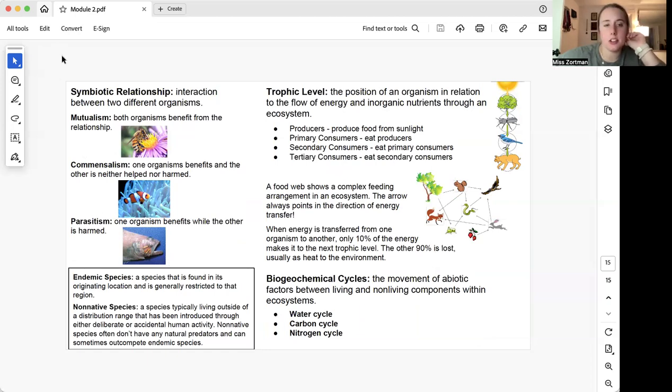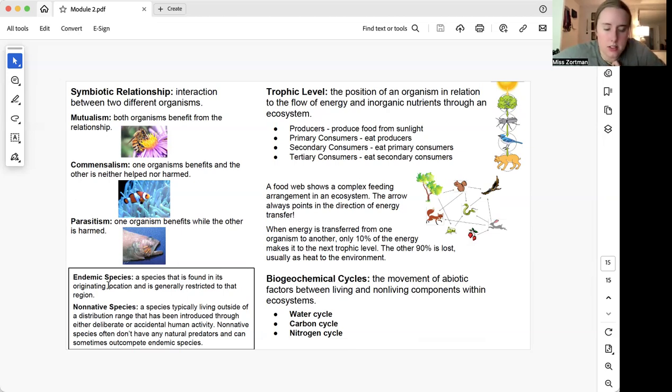Okay. And then the last slide. So symbiotic relationships. So symbiotic just is an interaction between two different organisms where one is going to benefit. So mutualism is the one where it's all happy. Both organisms benefit from this relationship. Commensalism is where one organism, as I said, always benefits. So one benefits, and then one is neither helped nor harmed. So it's kind of just neutral. And then parasitism, one organism benefits while the other is harmed.